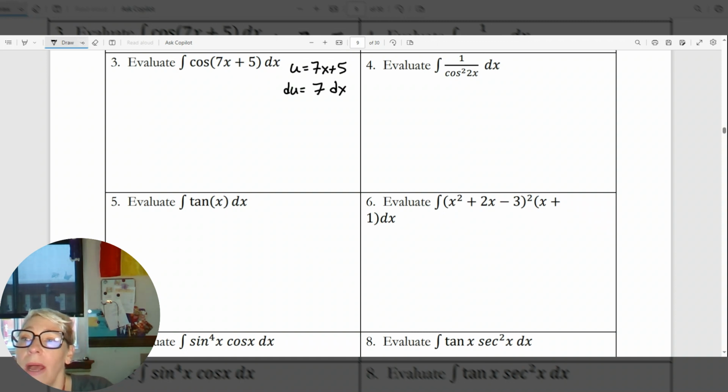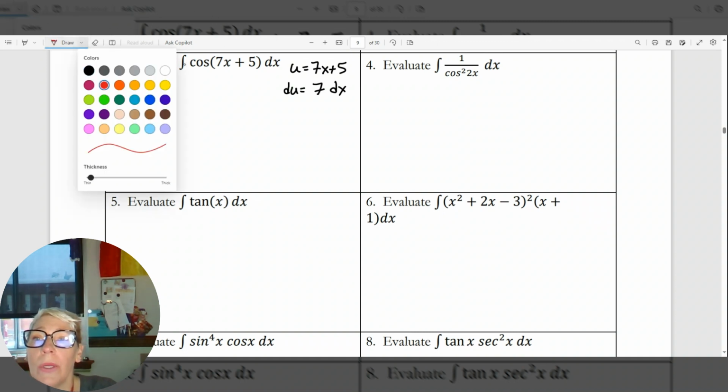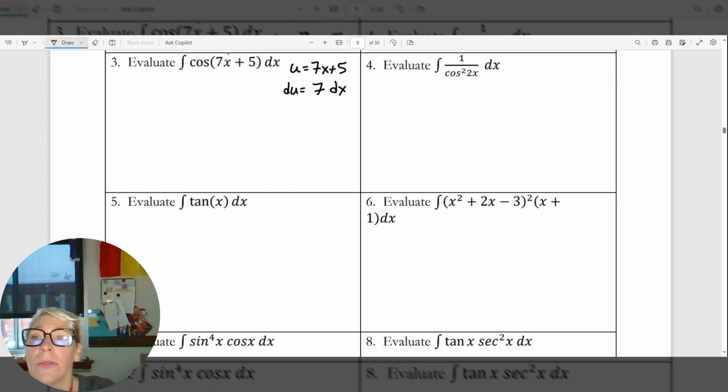Okay, so now we're playing that matching game. We want to rewrite our entire integral using all of u and all of du. So here's my u. I have the cosine of u. My du is the dx, but it also needs a 7. So there's my du. But if I put the 7 in order to make my du, I have to compensate by at the same time putting in a 1/7.